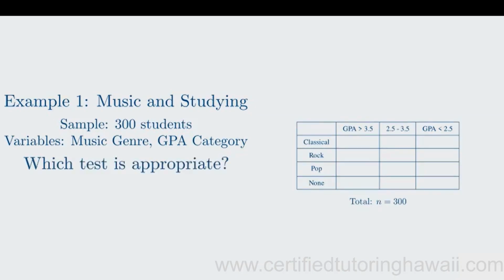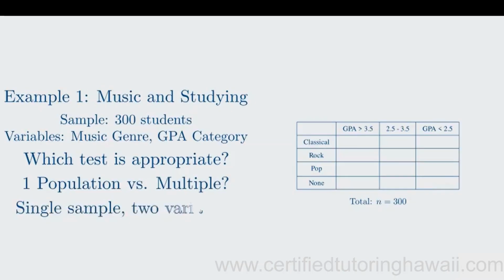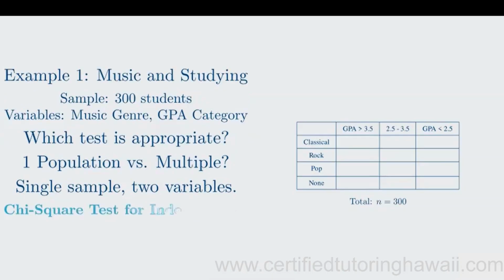First, which test should we use? Take a moment to think. Is this multiple populations being compared, or one population with two variables? The researcher took a single random sample of 300 students. Then, they measured two categorical variables for each student, music genre and GPA category. Because it is a single sample with two variables, we are checking for an association. The appropriate test is the chi-square test for independence.